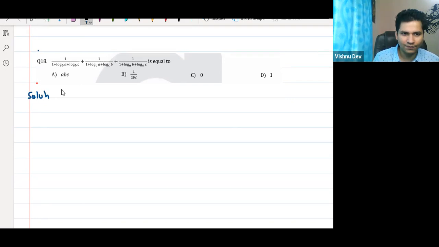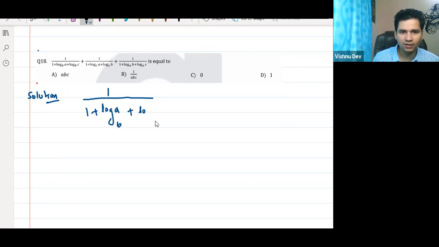Take this one term at a time. So I'll just take one term: 1 by 1 plus log a base b plus log c base b. Now tell me which property is used.